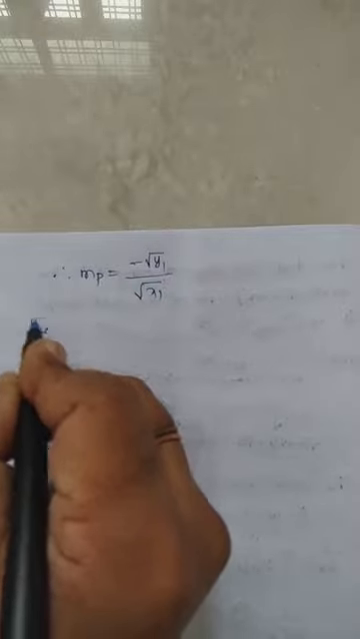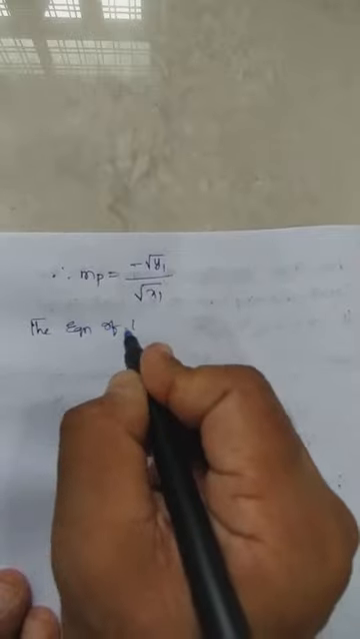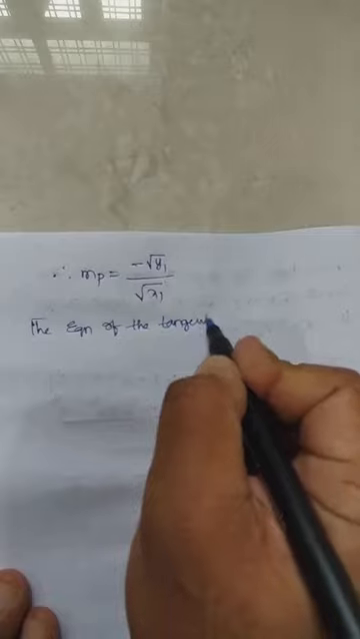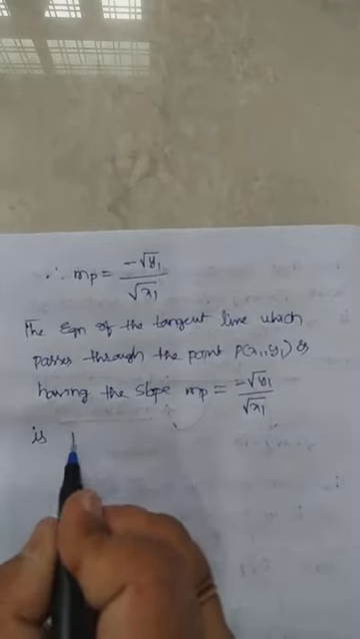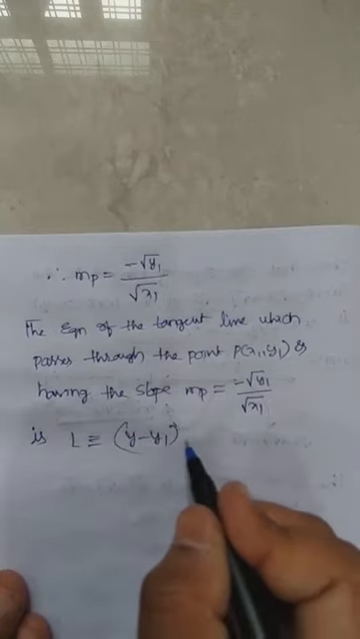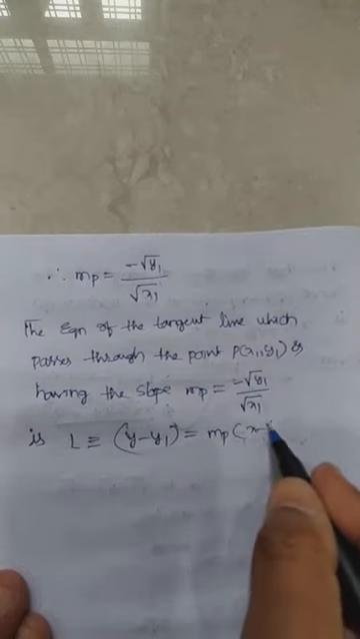The equation of the tangent line which passes through the point P of x1 comma y1 and having the slope m at P equal to minus root y1 by under root x1 is L: y minus y1 is equal to m at P into x minus x1.